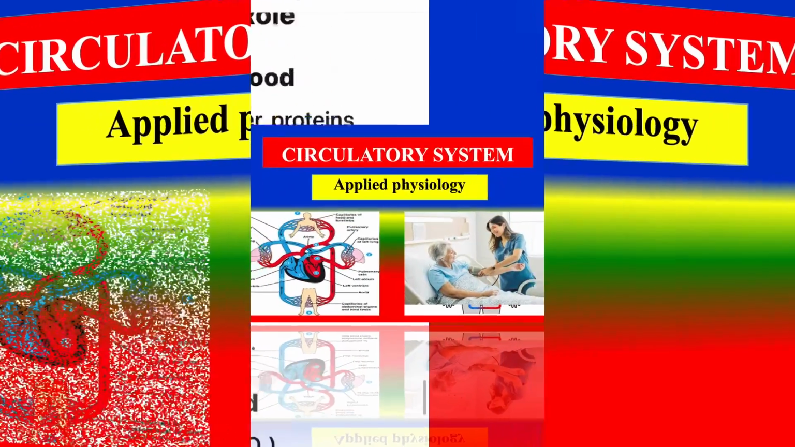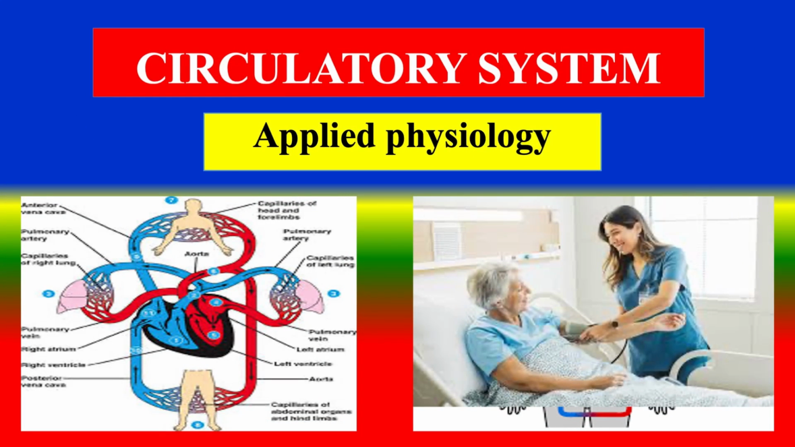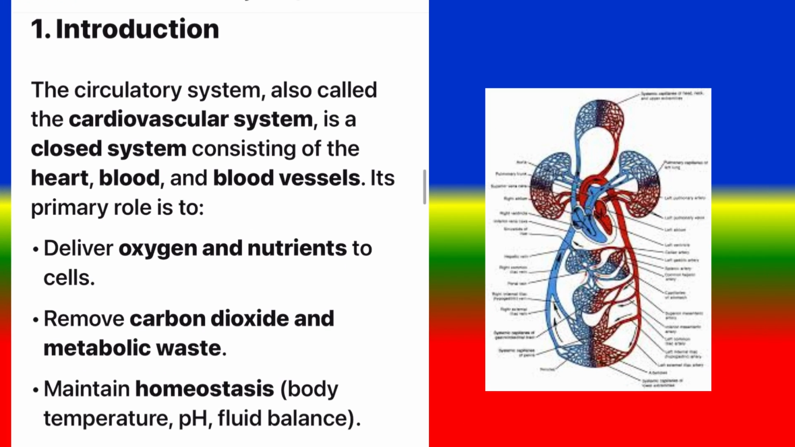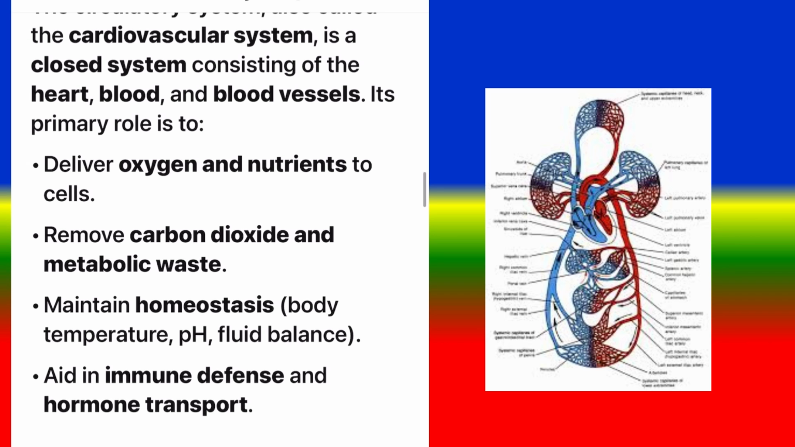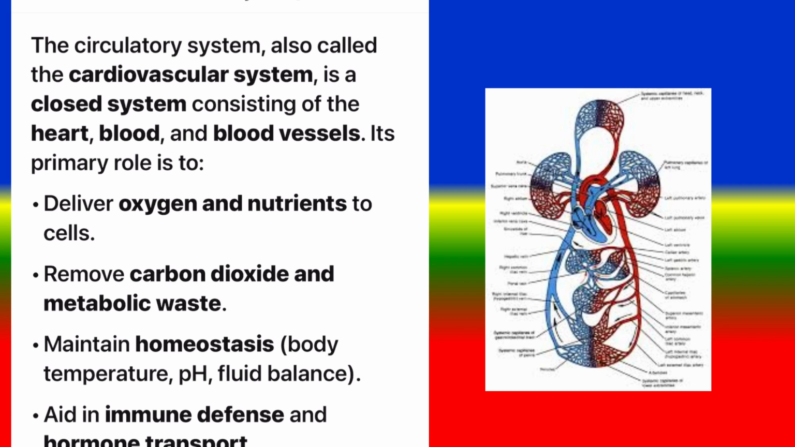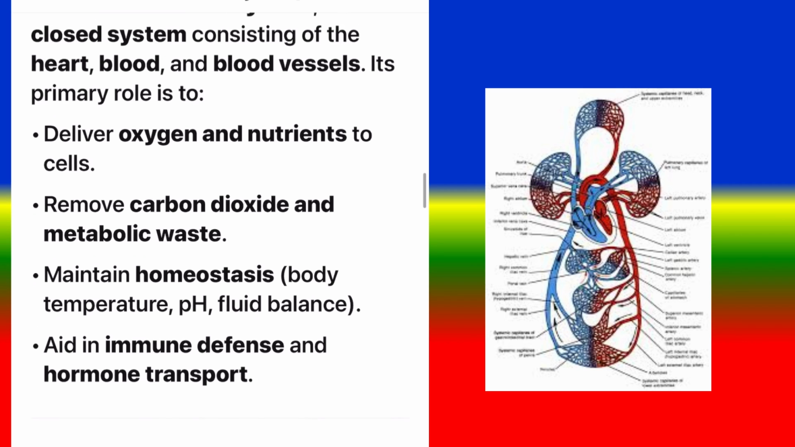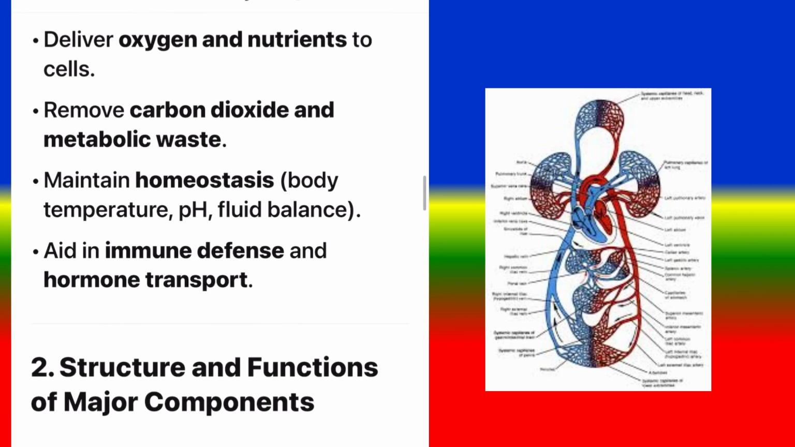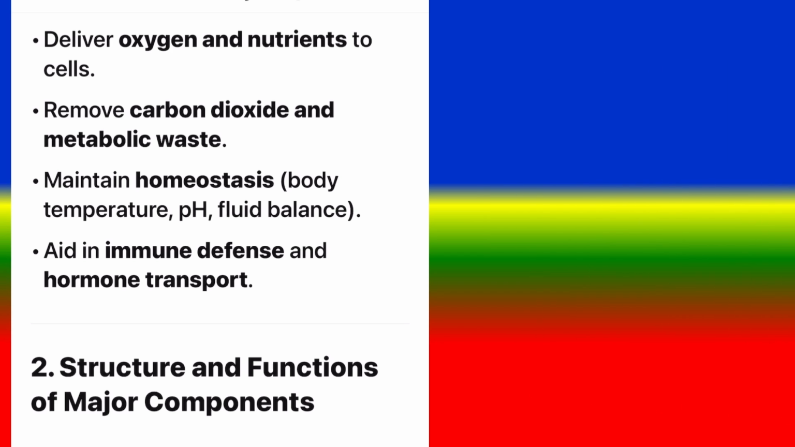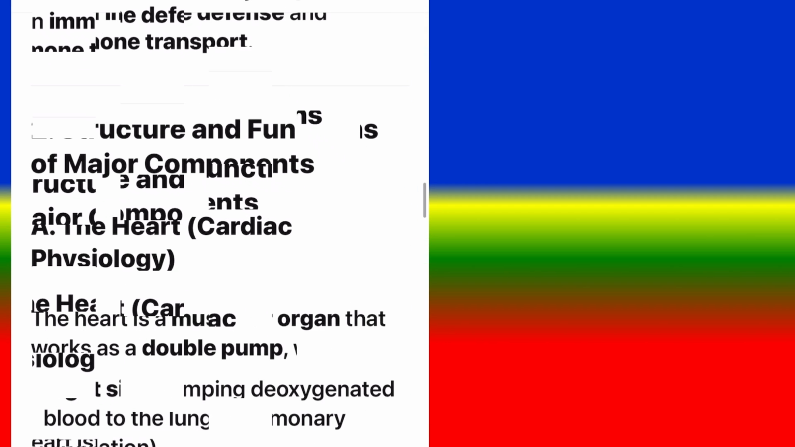This is a detailed explanation of the physiology of the circulatory system, including every key functional aspect of its components. Physiology of the circulatory system. 1. Introduction. The circulatory system, also called the cardiovascular system, is a closed system consisting of the heart, blood, and blood vessels. Its primary role is to deliver oxygen and nutrients to cells, remove carbon dioxide and metabolic waste, maintain homeostasis, body temperature, pH, fluid balance, and aid in immune defense and hormone transport.